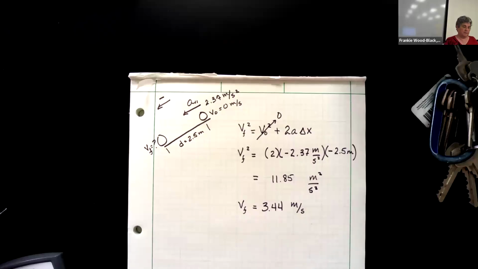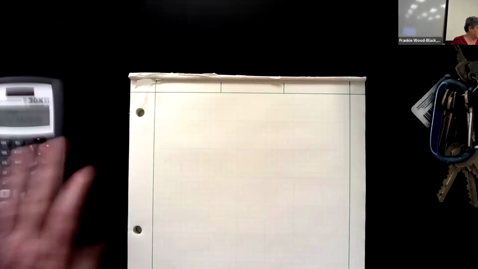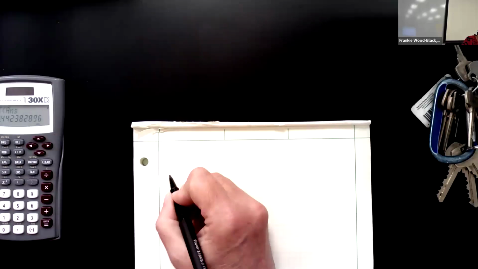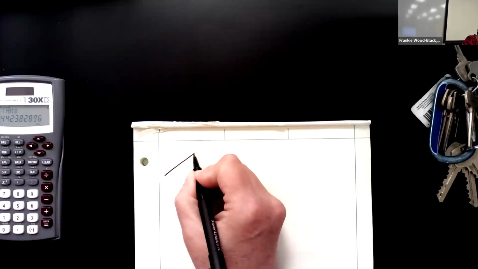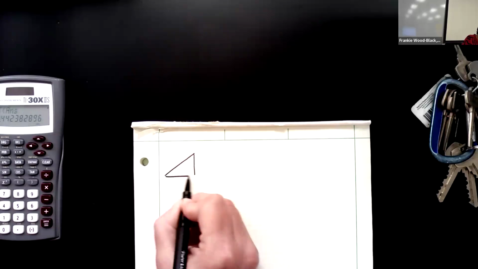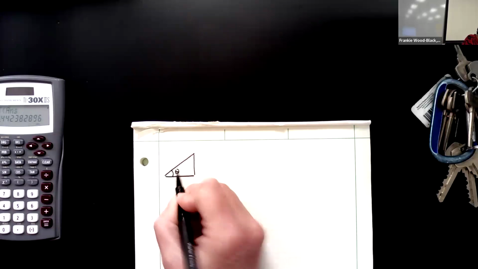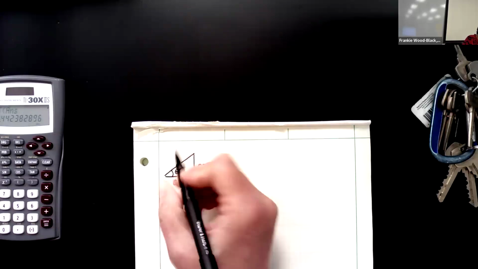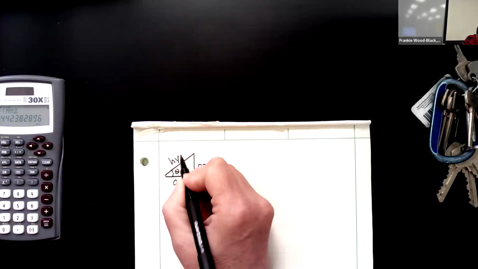Okay. We're gonna do another one. Again, we're gonna start with our toolkit. So let's go ahead and draw our toolkit, just so that we have our full toolkit here. This is my adjacent side, this is my opposite side, this is my hypotenuse.